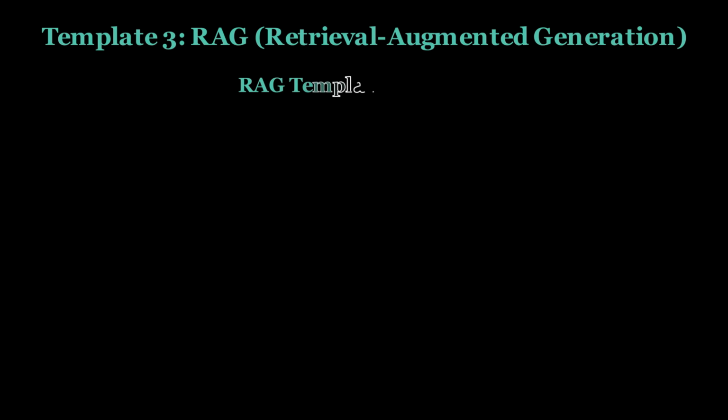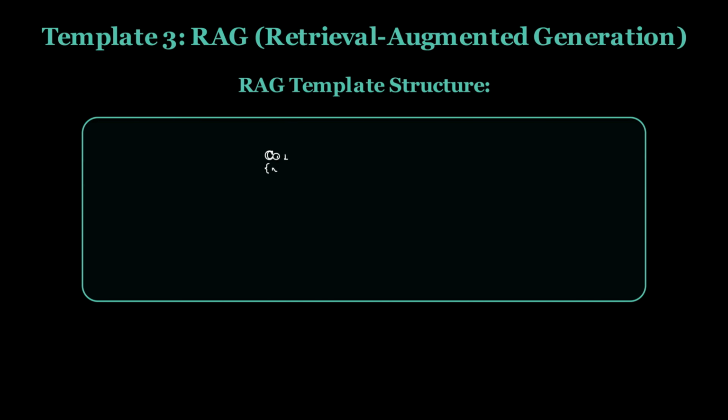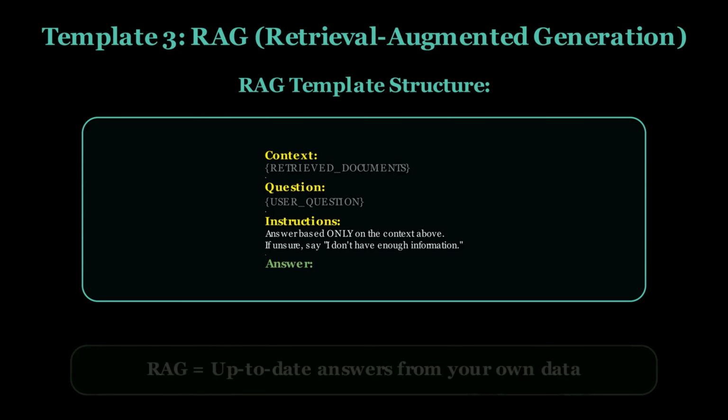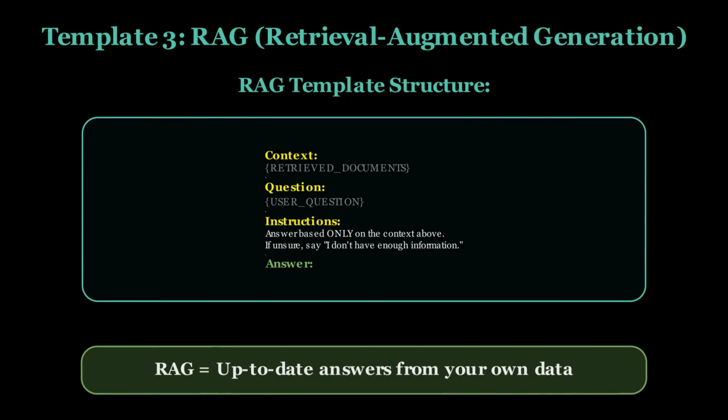The RAG template has 3 parts. Context: the retrieved documents. Question: what the user asked. Instructions: answer only from the context, and admit if you don't know. This prevents hallucination. The key benefit. RAG gives you up-to-date answers from your own data. The AI doesn't need to know everything. You provide the context.